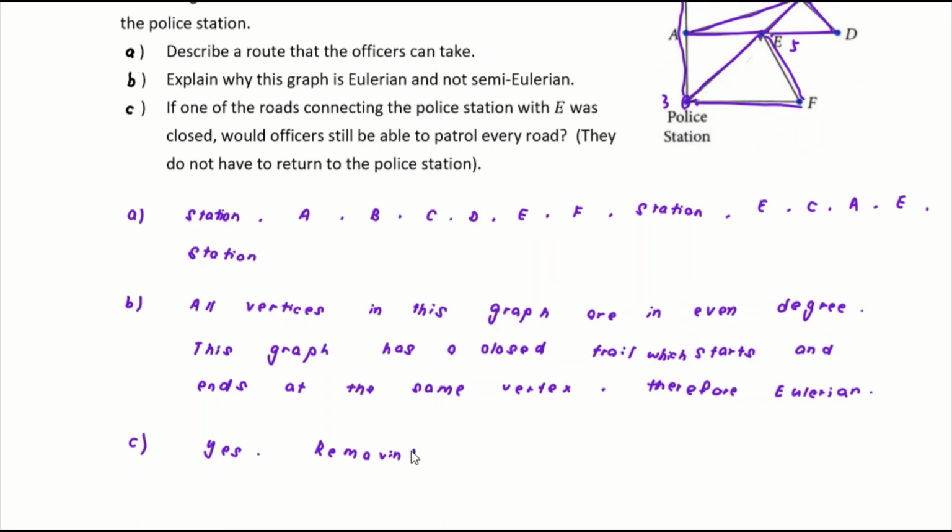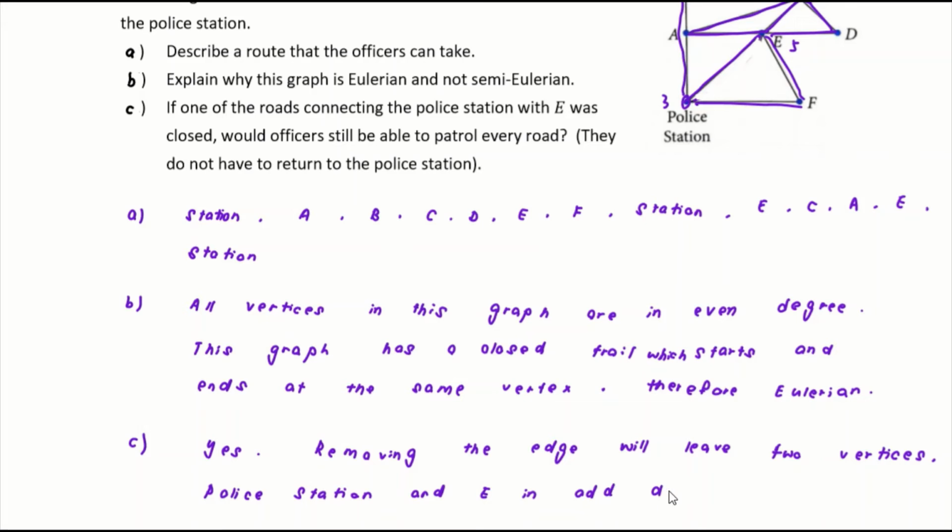So removing the H will leave, let me try, sorry, will leave two vertices, the police station and E, in odd degree. Okay, so that's the idea.